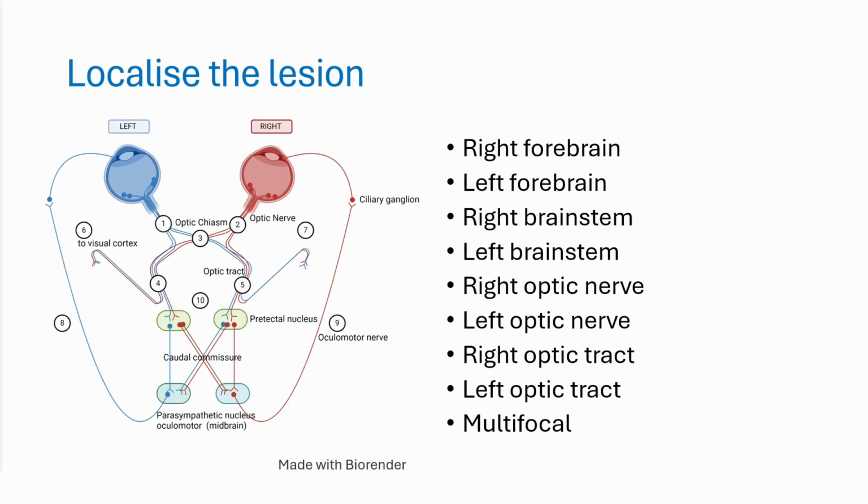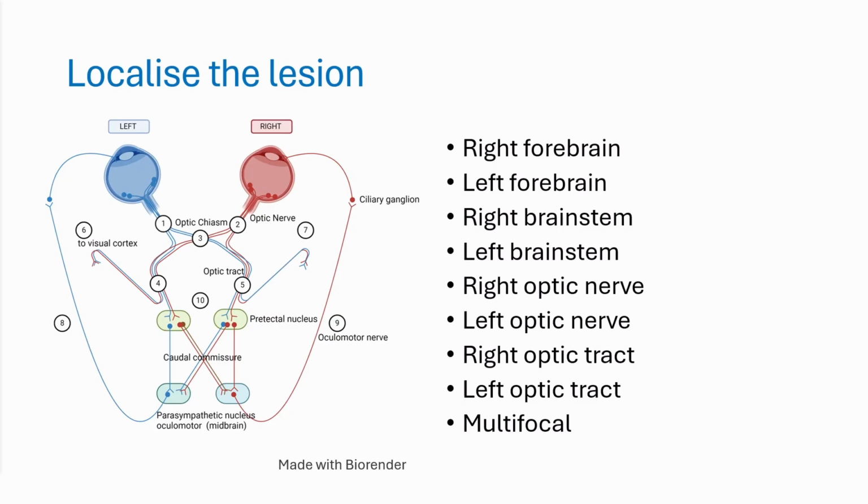So now we need to put that all together. We need to localize the lesion. So what do we think? And I've put you the choices here, and I've also put our diagram up to help you look at those different lesions. Is it the right forebrain, the left forebrain, right brainstem, left brainstem, right optic nerve, left optic nerve, right optic tract, left optic tract, or is it multifocal? What do you think? And there's more than one right answer here, it should be said.